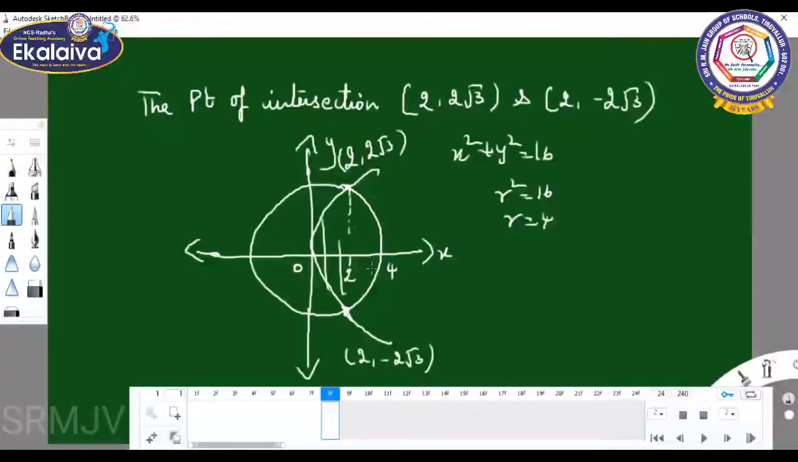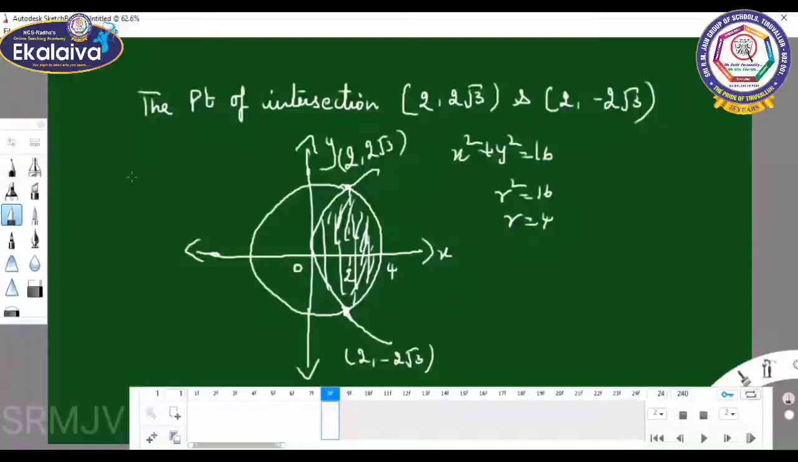So we should find out this common area, because the circle is overlapping the parabola. So you can take twice the area. The common area we should find out.